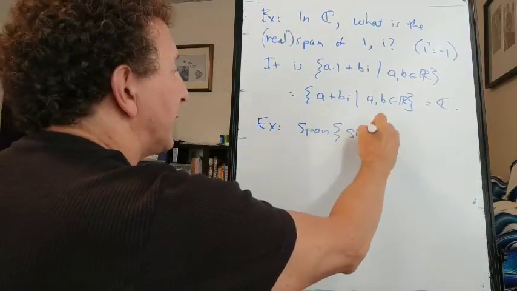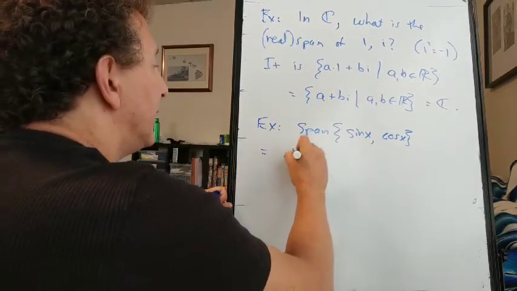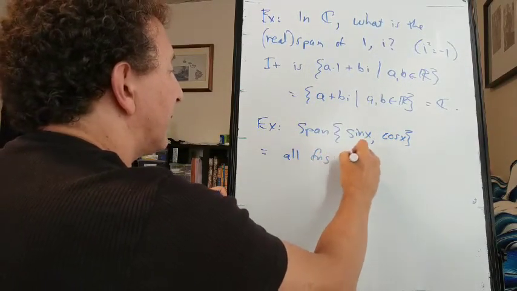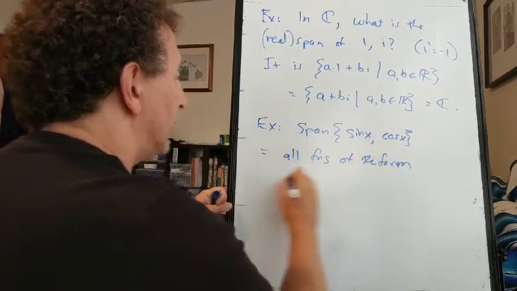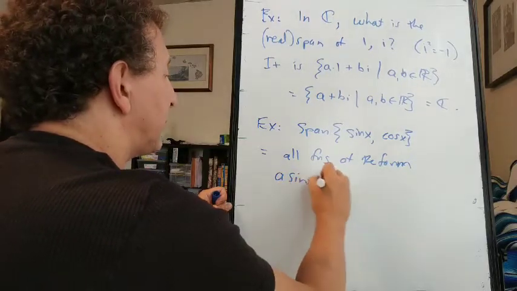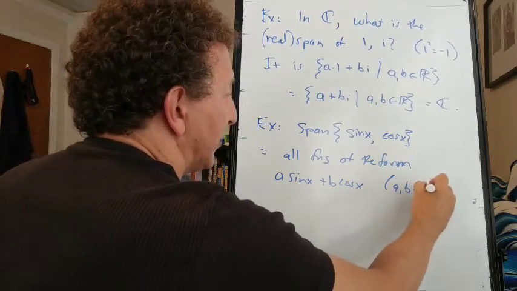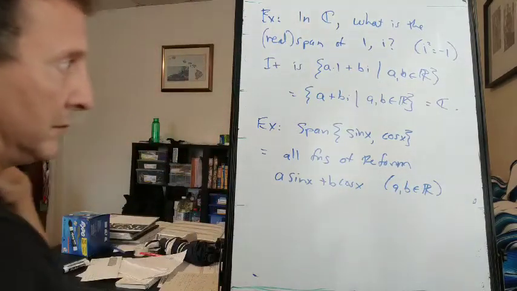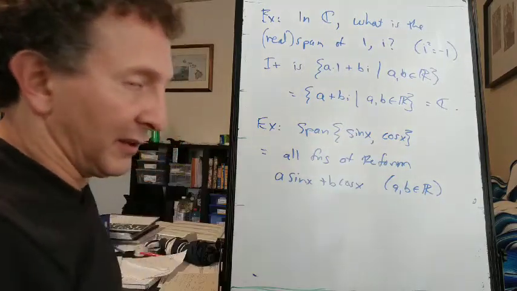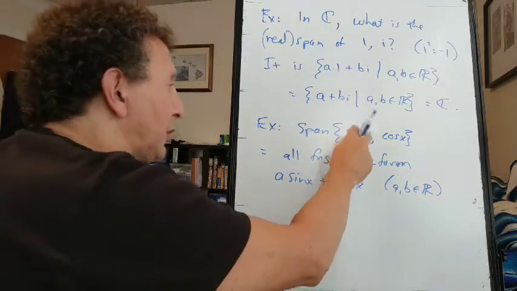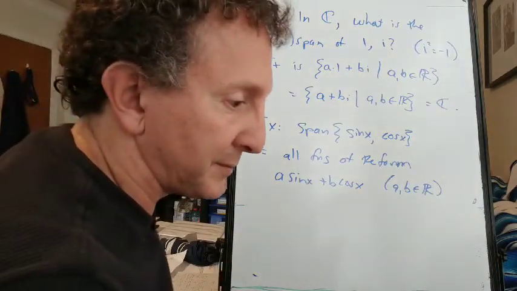Similarly, the span of sin x and cos x is all functions of the form a sin x plus b cos x, where a and b are real numbers. So span just means all possible linear combinations of these things. All expressions that are a multiple of this plus a multiple of that plus a multiple of a third thing if there is a third thing.